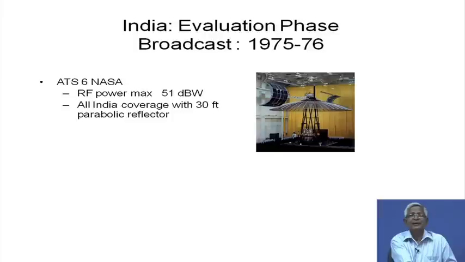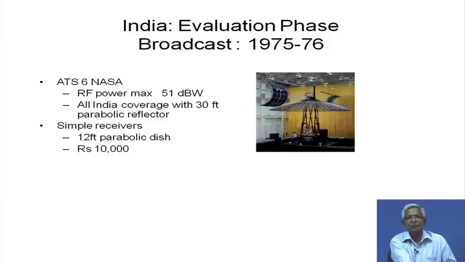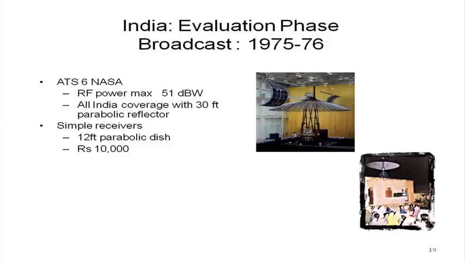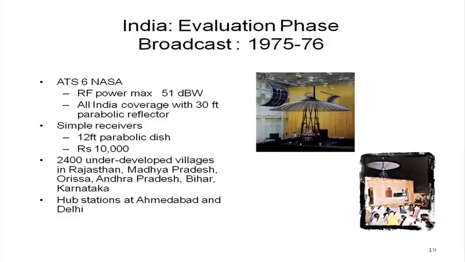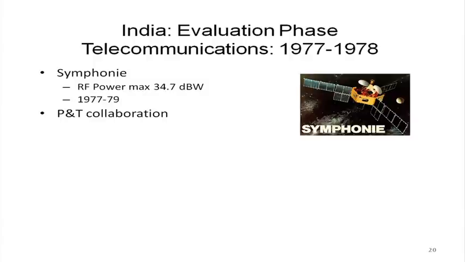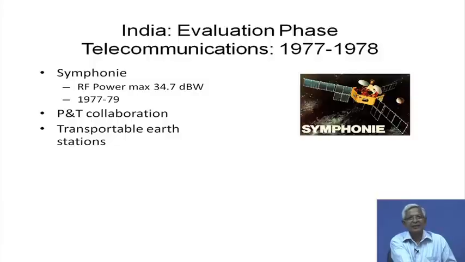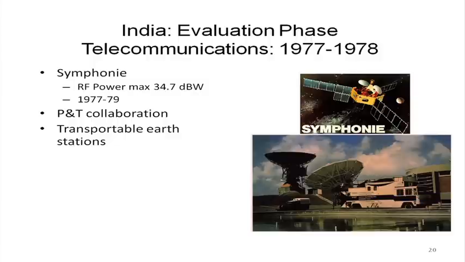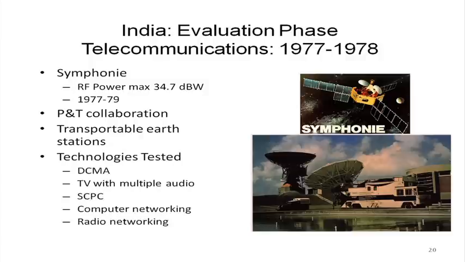In India, we had a development phase in 1975-76. We tried with a borrowed satellite from NASA, with a small parabolic dish of 12 feet diameter, approximately 10,000 rupees, and it was for school development in villages. You can see that it was tried just like a DTH, direct to home, in the 1970s. Another evaluation phase we went through, borrowing a satellite Symphony from Europe. That was for post and telegraph. It has a transportable station. We communicated. The picture is there. It is a satellite news gathering terminal.